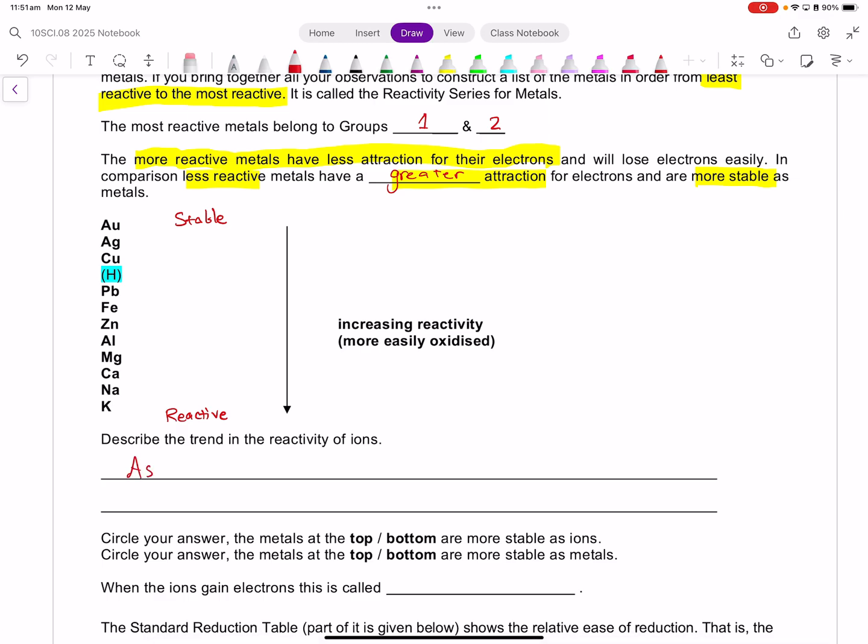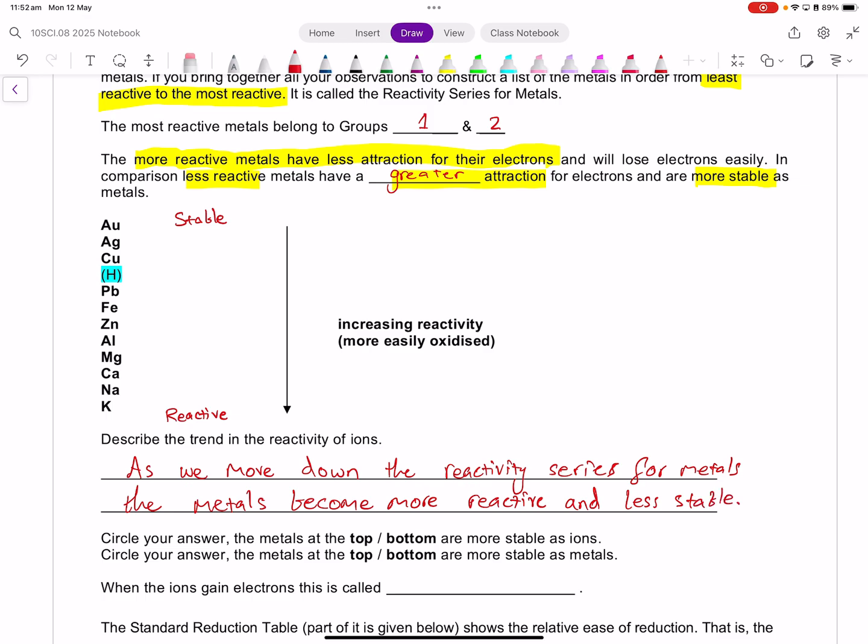So, as we move down the series for metals, the metals become, apologies, they become more something and less something. They become more reactive. And if something is more reactive, good, less stable.